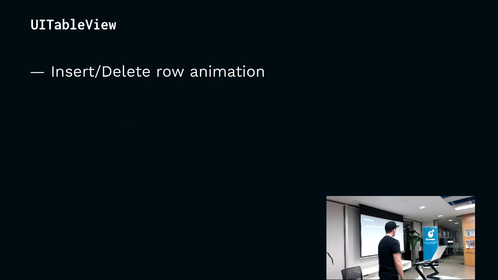Number six, UITableView insert and delete row animation. If you've ever tried deleting a row and it's in a weird position, you'll get some weird funky animations. And I've seen this recently in the Apple Settings app, so it makes me feel better that they can't get it right.